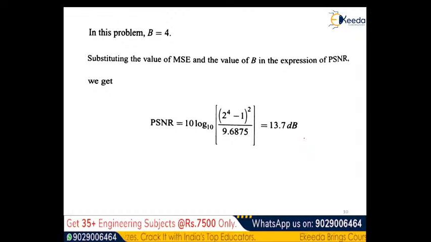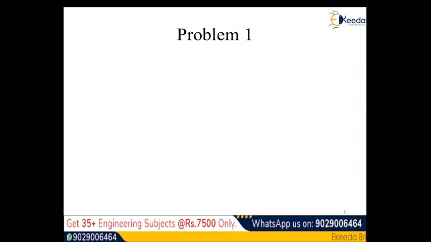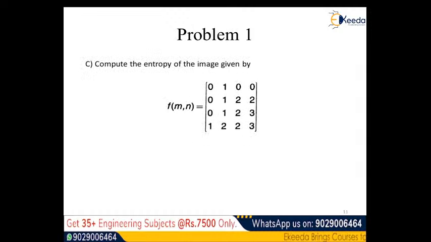Now we need to find the solution to part C. So recall what the problem statement for part C was. In part C, we were asked to compute the entropy of the given image. The given image is represented as f of m comma n, and it is of the order 4 by 4 again. So we have 4 rows this way and 4 columns. So in total we have 16 pixels in this image sample, and we have to make a computation for entropy. Entropy is one of the quality parameters.